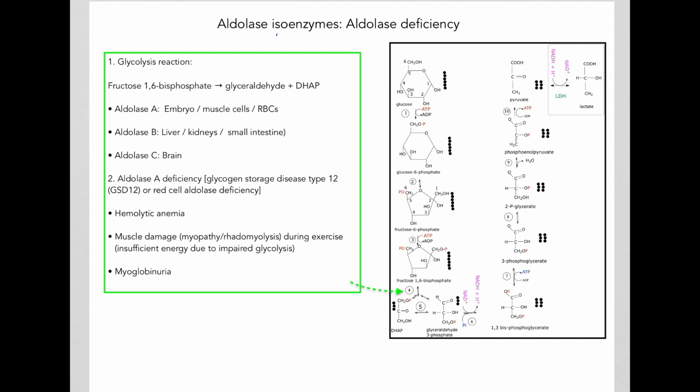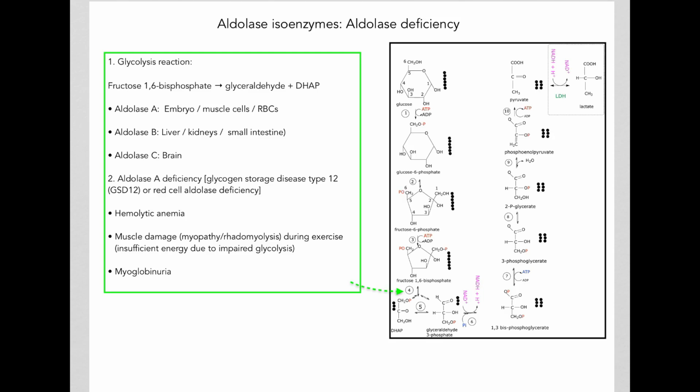If we look at this reaction here in glycolysis, this is catalyzed by the enzyme aldolase. Basically, fructose 1,6-bisphosphate is broken down into dihydroxyacetone phosphate, DHAP, as well as glyceraldehyde 3-phosphate. There are different types of aldolase isoenzymes. Aldolase A is present in embryo, muscle cells, and red blood cells. B is rich in liver, kidneys, and small intestine, and C is predominant in the brain.